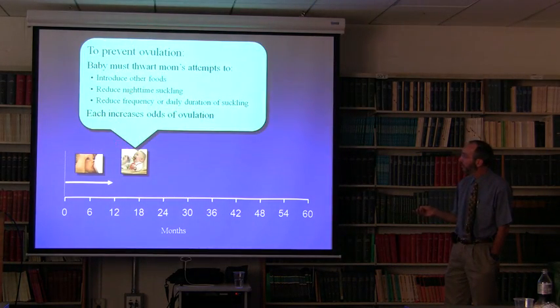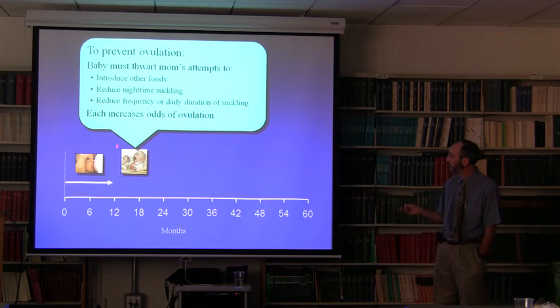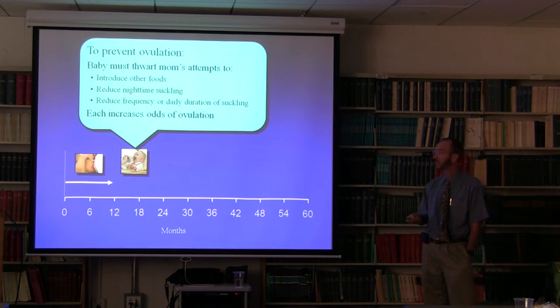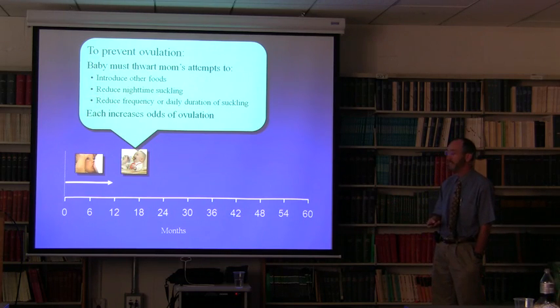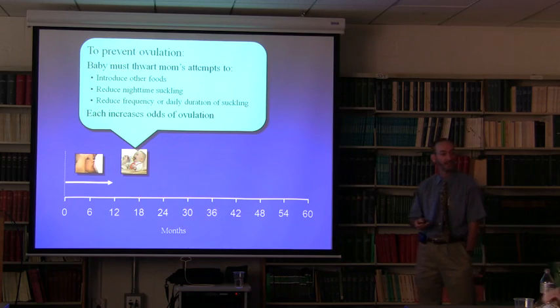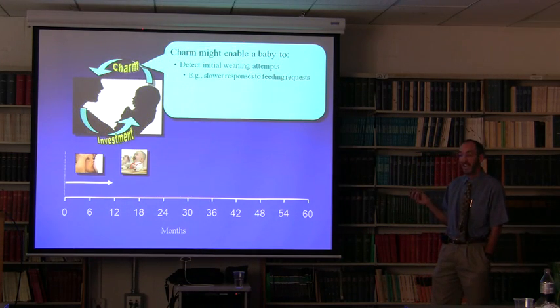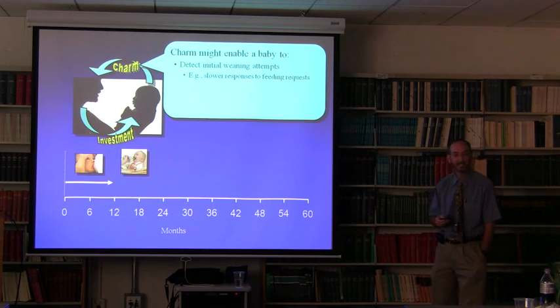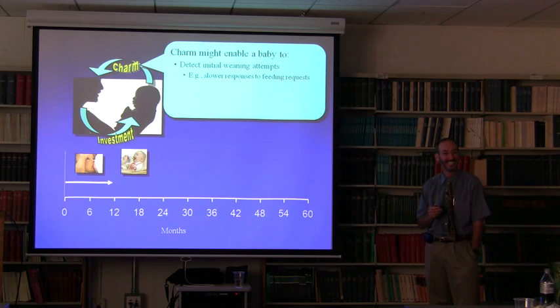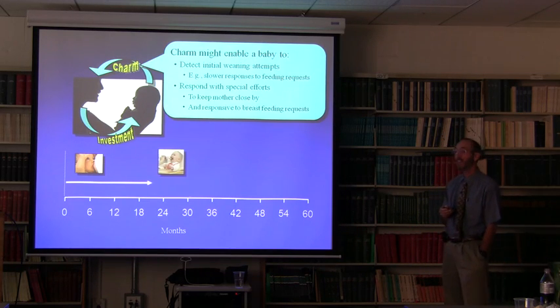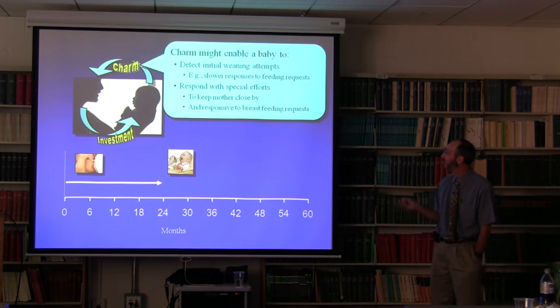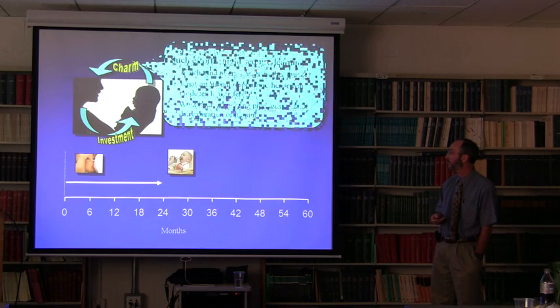Now, to prevent ovulation, a baby must thwart mom's attempts to introduce other foods, to reduce nighttime suckling, and to reduce the frequency or daily duration of suckling, all of which have been shown to increase the odds of ovulation. Charm might enable a baby to detect initial weaning attempts, for example, slower responses to feeding requests, which I think we heard a little earlier, and respond with special efforts to keep mother close by and responsive to breastfeeding requests.